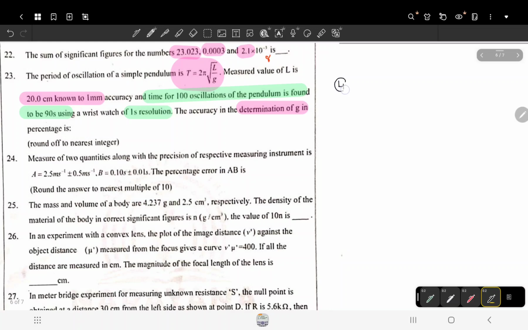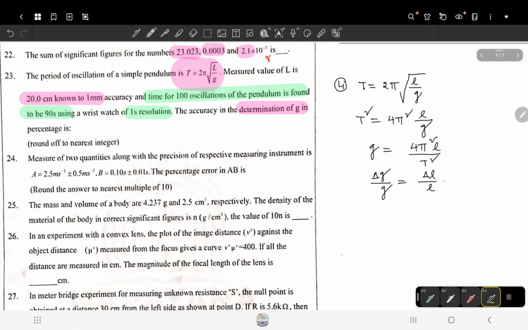Let's say logic number 1. The logic number 1 is the time period formula, T is equal to 2 pi under root of L by g, right? So squaring on both sides, T square is equal to 4 pi square L by g. Therefore g is equal to 4 pi square L by T square, right? Therefore I can write delta g by g is equal to delta L by L plus 2 into delta T by T.